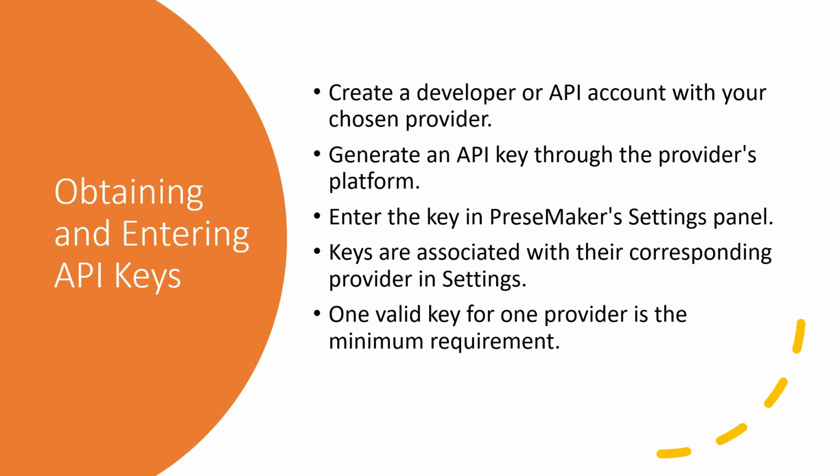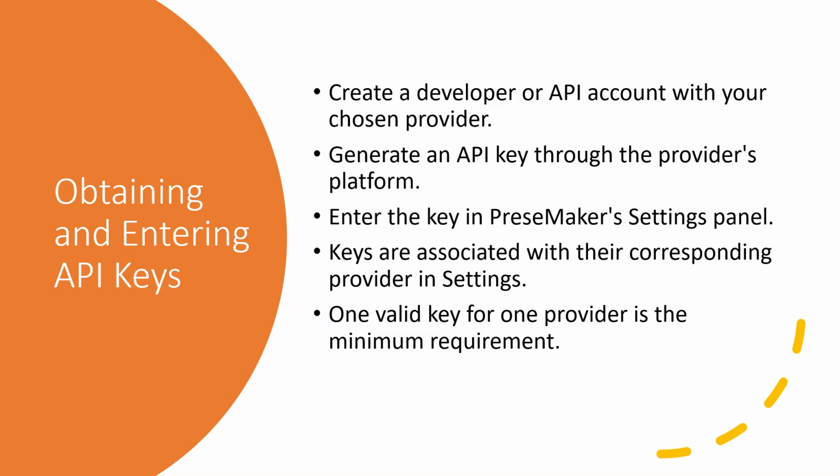To start using AI features in PreseMaker, you need to obtain an API key from at least one of the supported providers. The process begins by visiting your chosen provider's developer platform and creating an account if you don't already have one. From there, you generate an API key through that platform's interface. Once you have your key, open PreseMaker's settings panel and enter it into the field that corresponds to your provider. Each provider has its own dedicated field in settings, so the key is always associated with the correct service.